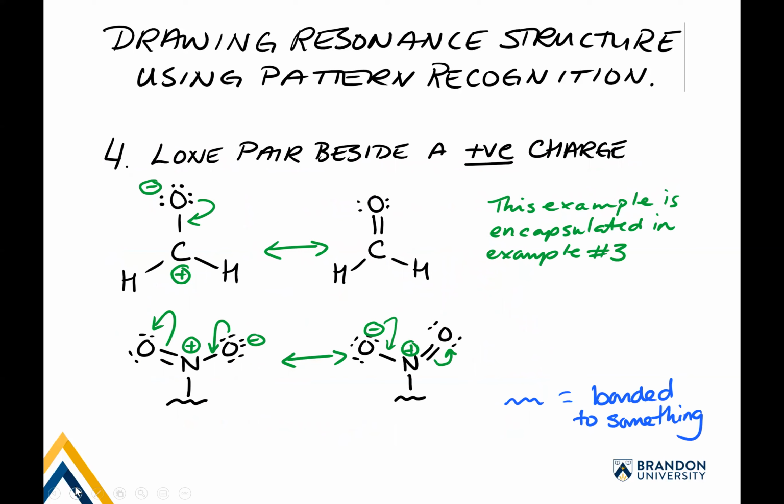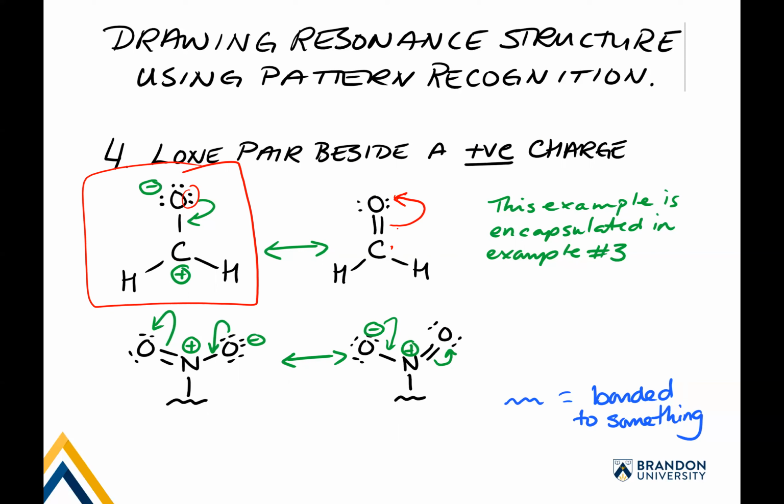Okay, so number 4 is very similar to number 3. In number 3, we said we've got a carbon and an oxygen with different electronegativities, and a pi bond between them, so we can do this, and that would generate the resonance structure over here. And if you've got a lone pair beside a positive charge, these electrons can move down and you will form your pi bond. So in a way, it's a reverse of that.